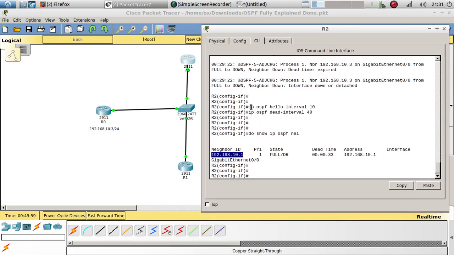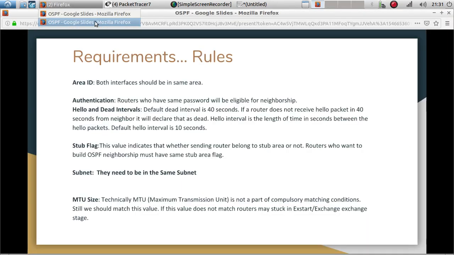So the hello interval and the dead interval need to match for the routers in the same area for them to be able to form a neighbor relationship. Okay, so if we go back, let's see what else we have. Also, the stub flag needs to be the same. This value indicates whether the sending router belongs to a stub area or not. Routers who want to build an OSPF neighborship must have the same stub area flag. If they do not have the same stub area flag, they won't be able to form a neighbor relationship.